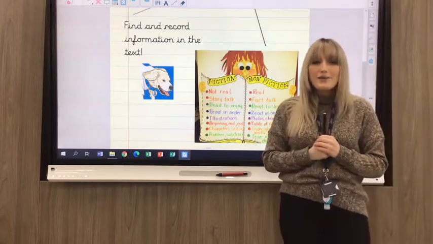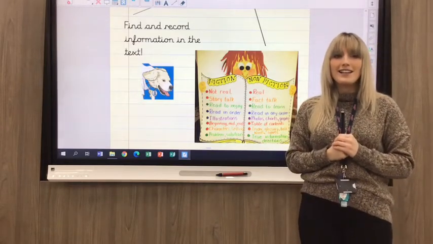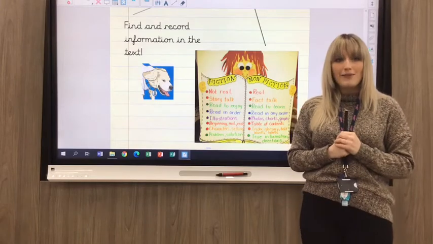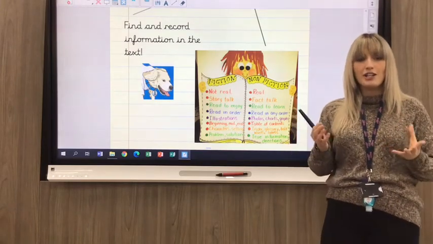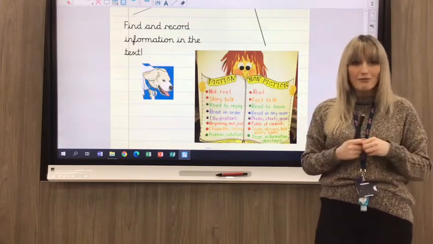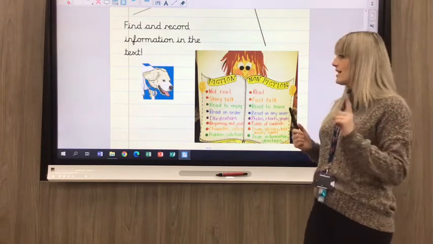Now, when I was in school, I always remember getting these muddled up. And whenever I was asked, is it fiction or non-fiction, I always used to get them the wrong way round. So I always use this to help me remember.